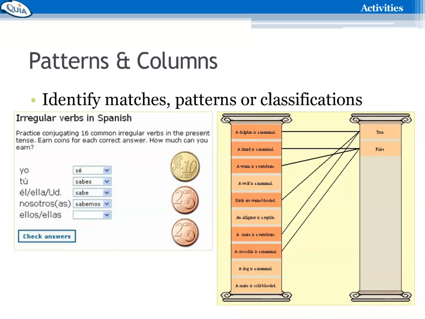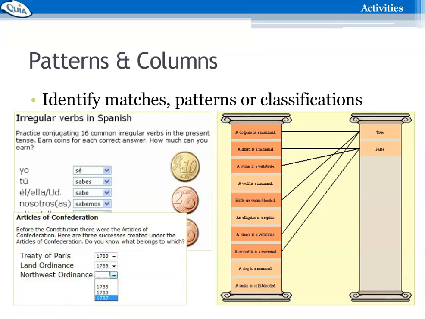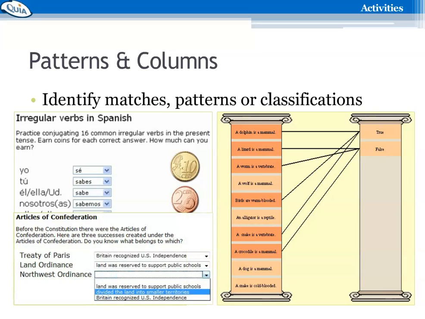Does your content involve matches, patterns, or classifications? The Patterns and Columns games help students recognize these relationships in the material they study. Patterns uses the same pop-up list as the cloze and pop-ups activities but presents them in a layout that encourages students to analyze the material as a group and select the correct choices by understanding the relationships presented.